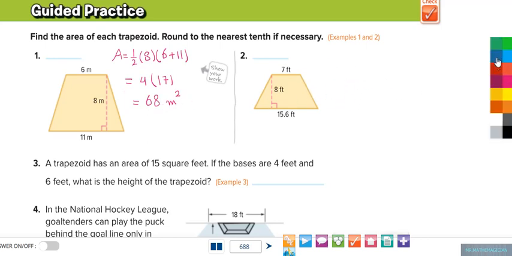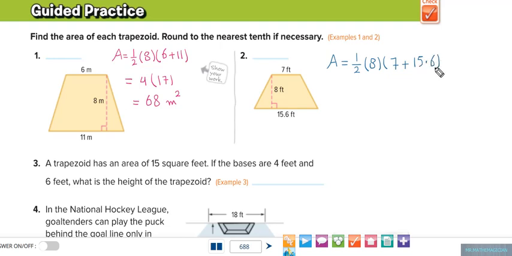Now for this one, area of trapezoid equals half the height, which is 8, sum of bases, 7 plus 15.6, half of 8 is 4, 7 plus 15.6 is 22.6. Now 4 multiplied by 22.6, it will give you 90.4 feet squared.